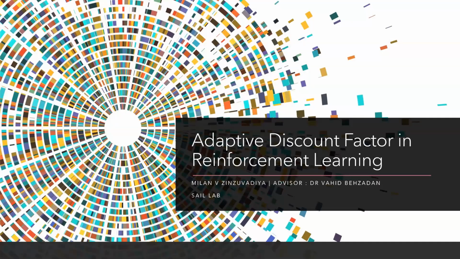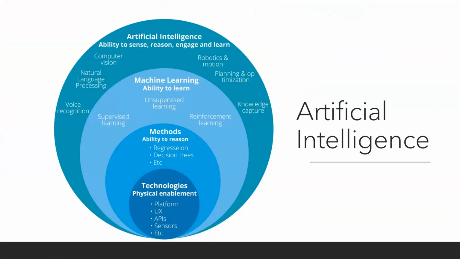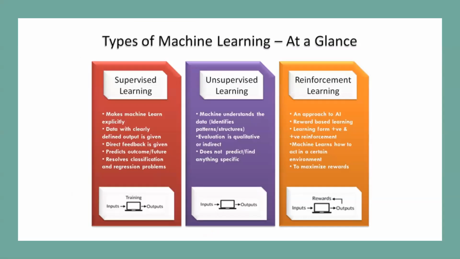So let's start. Let me first say something about artificial intelligence. Artificial intelligence is a branch of computer science that deals with intelligent agents, and it has the subdomain machine learning. Machine learning is particularly divided into three paradigms: first is supervised learning, second is unsupervised learning, and the third one is reinforcement learning. Let's introduce what they are and how they are used. First of all, supervised learning.